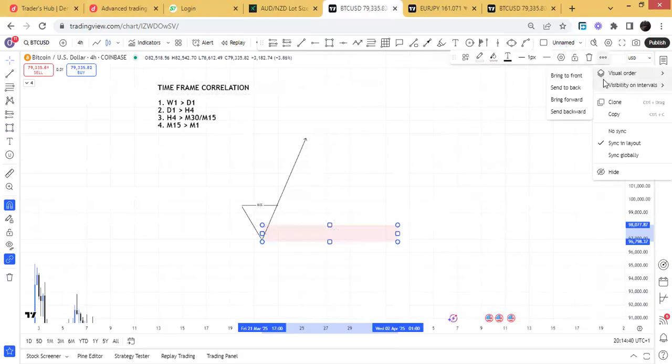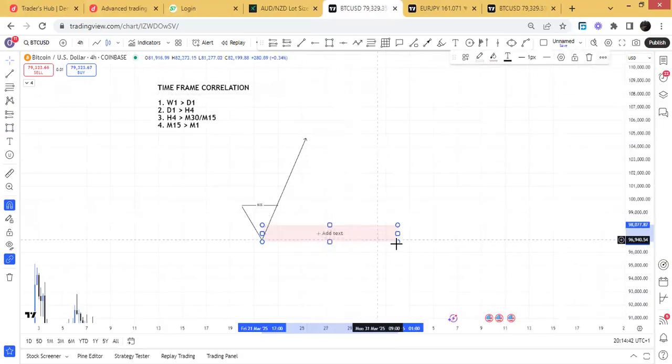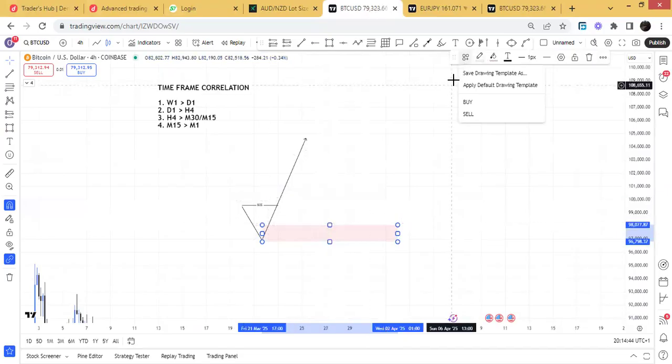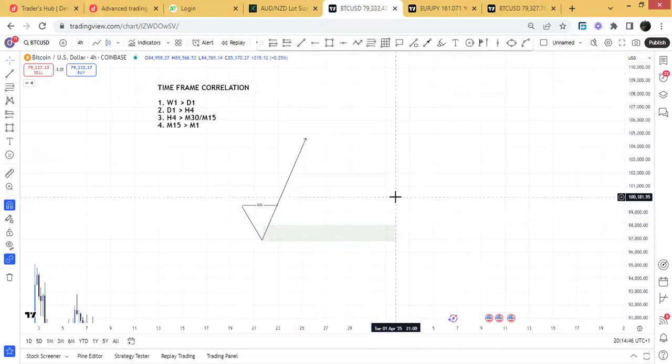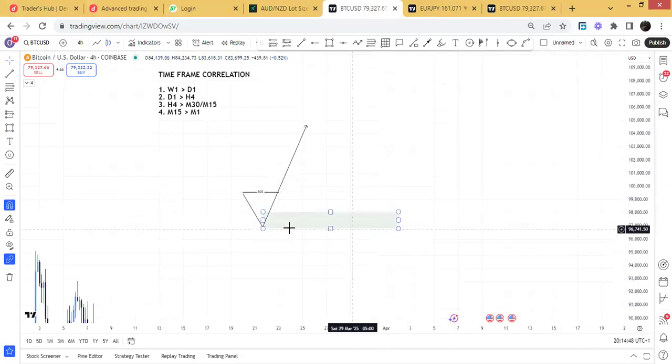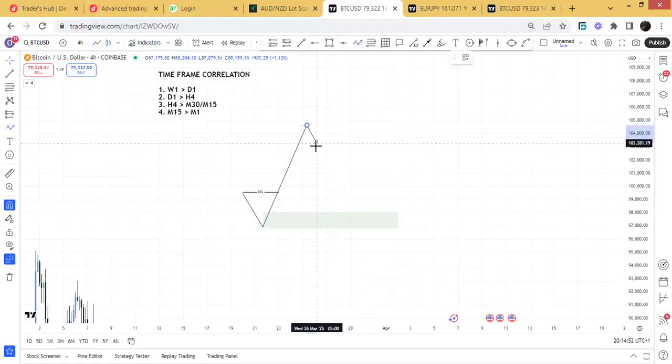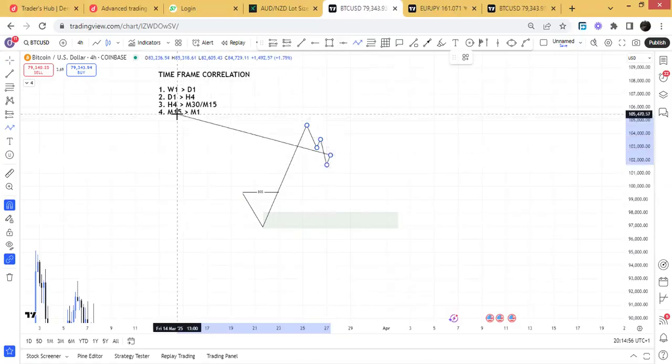But let's say in this case, a low somewhere here. Obviously you know about discount and premium from the market structure video. All right, so what you want to see here is M15 is bullish right here. You want to wait for the lower time frame, in this case, 15 minutes. If you are trading off the 15 minutes, you want to go into the 1 minute time frame.